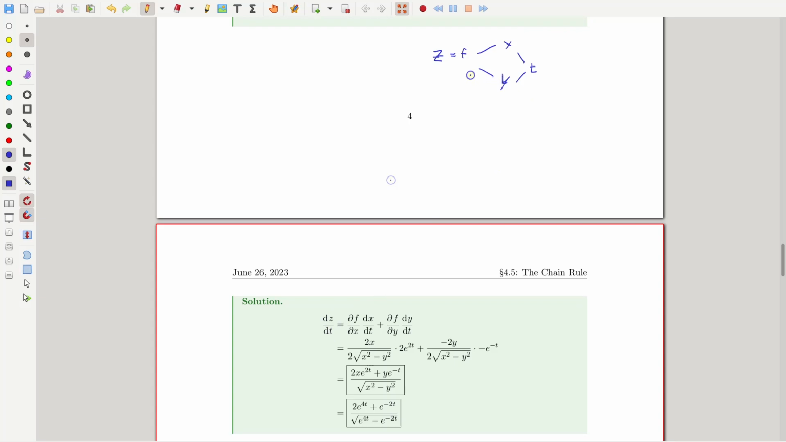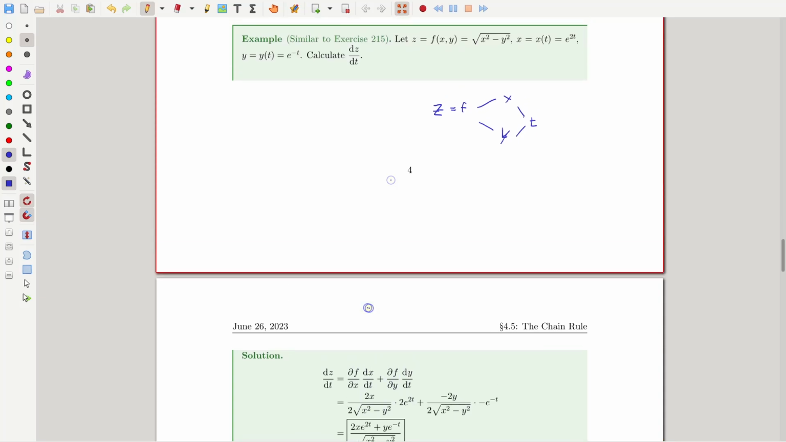Okay. All right. So from this diagram depicting the relations between the variables, the derivative of z with respect to t is going to be df dx times dx dt plus df dy times dy dt, right? Which is what I've written there. And then you go ahead and compute those derivatives.